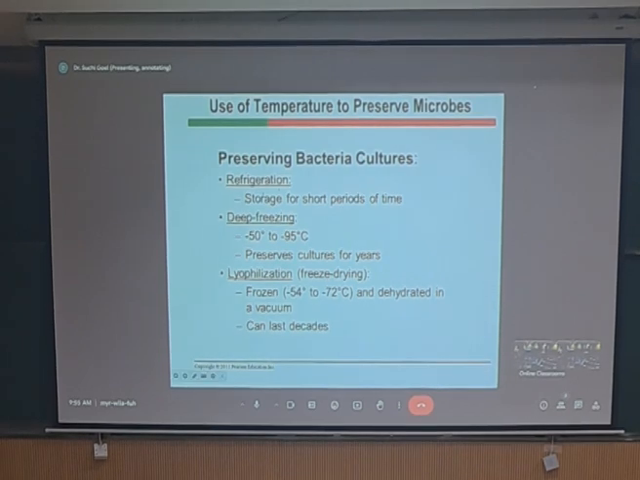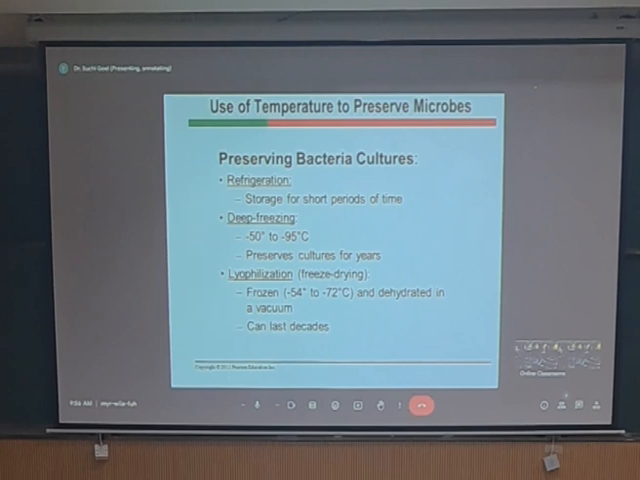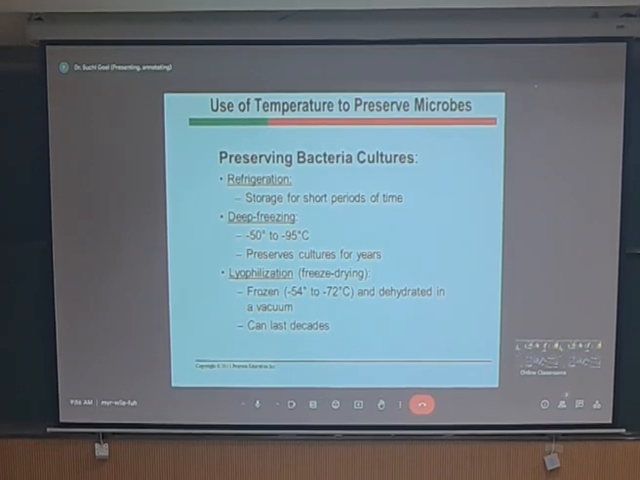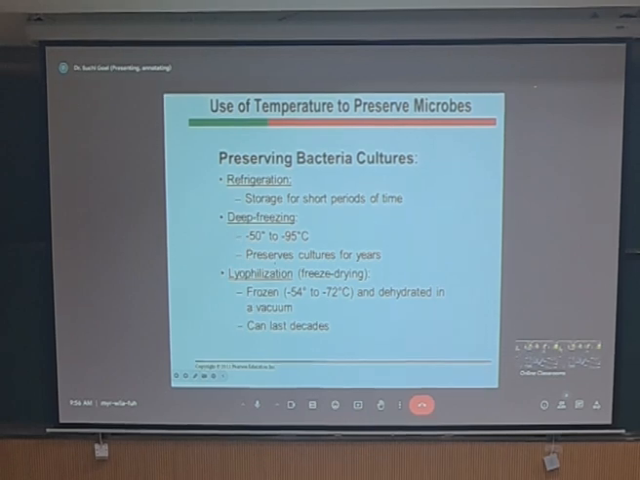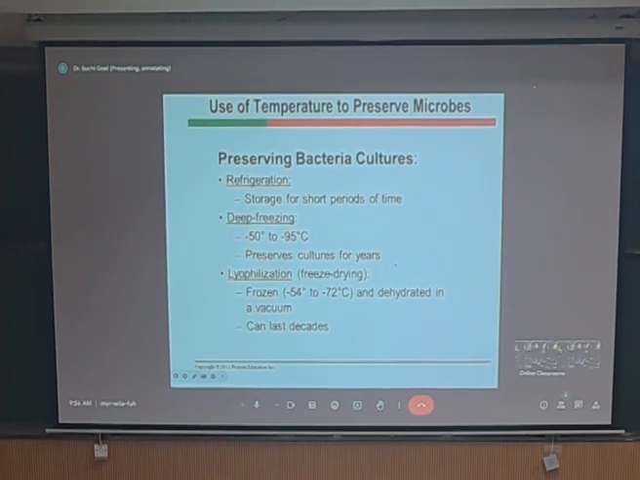For example, now you want to go to deep freeze, when you want to preserve for years. So how do you do it? You take your bacteria, put it in glycerol, and you freeze at -80. This is known as deep freezing. You store your cultures at -80 degrees with the help of glycerol.